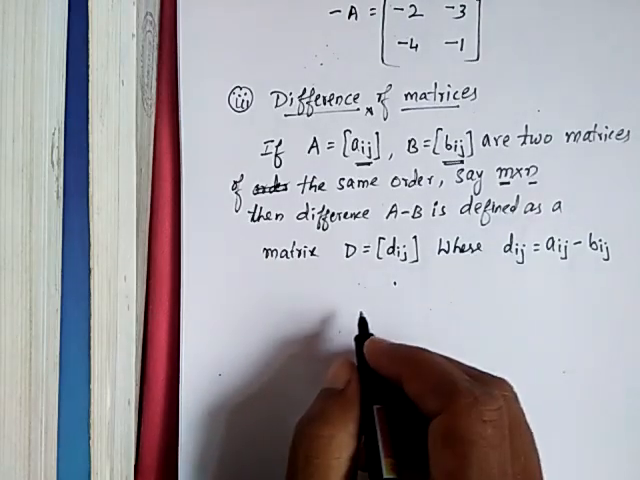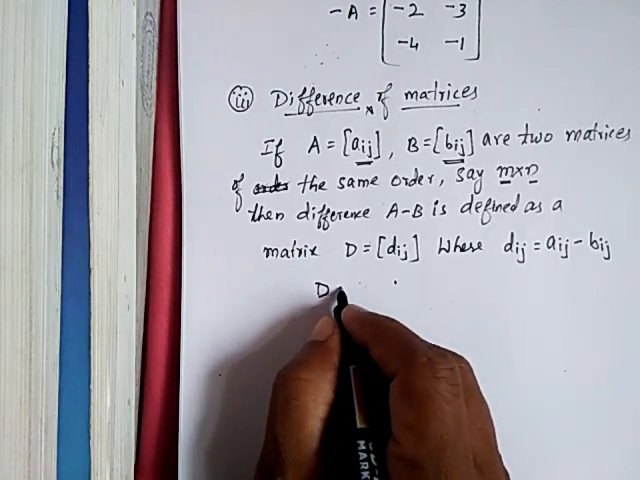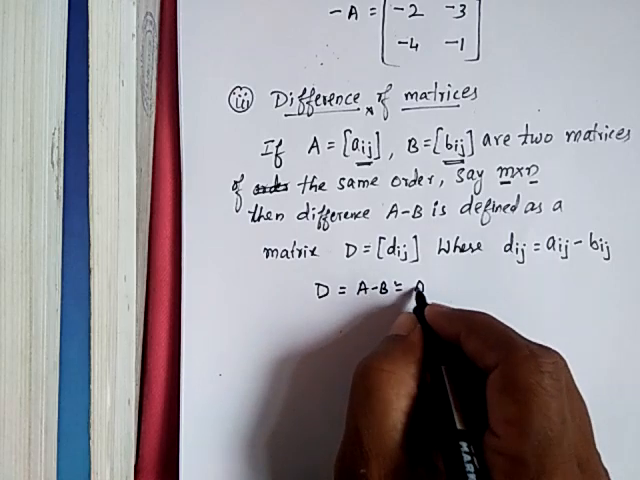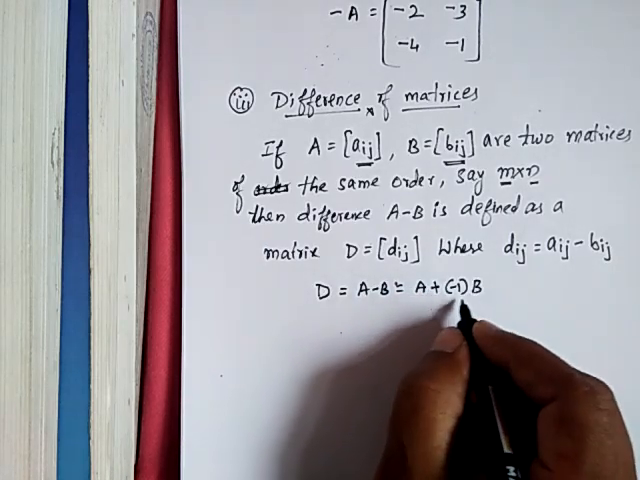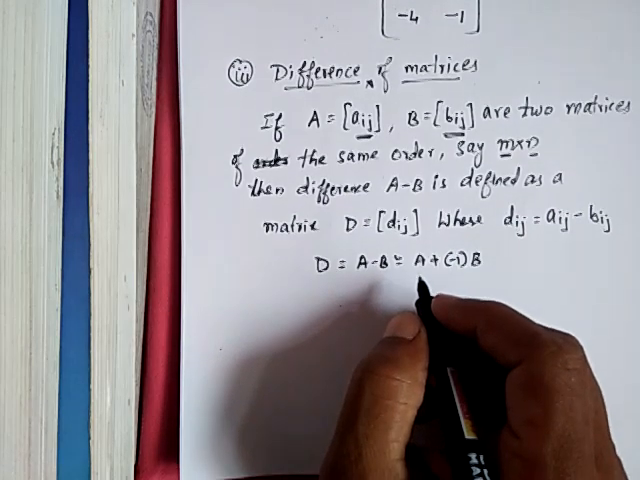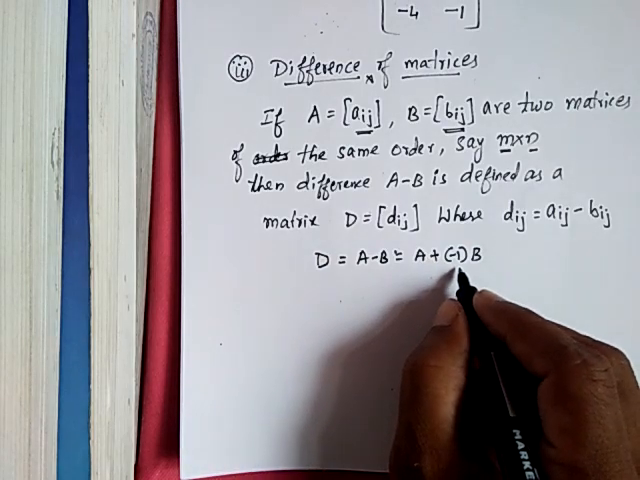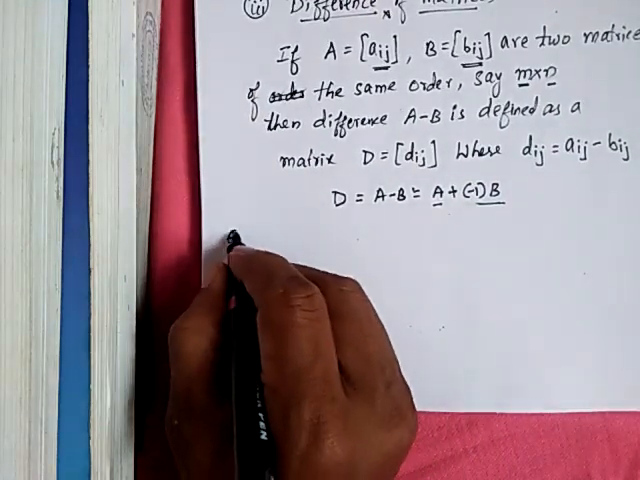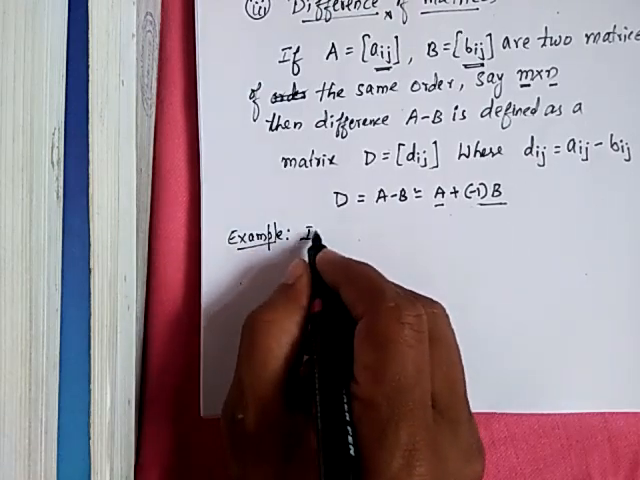In other words, you can also write it like this. D can be written as A minus B, which is equal to A plus of minus 1 into B. So it is the negative of a matrix. That is the sum of the matrix A and the matrix minus B. One example we will take so that you get the idea how to do this.